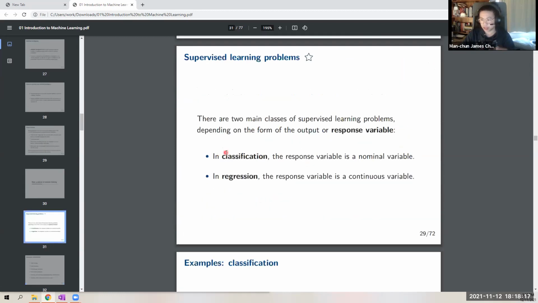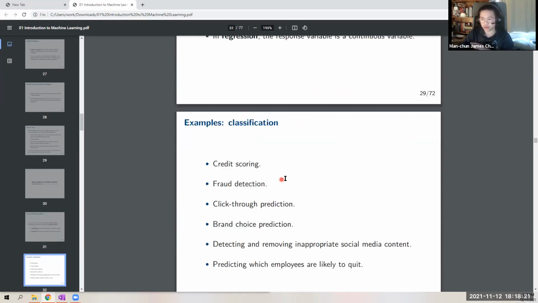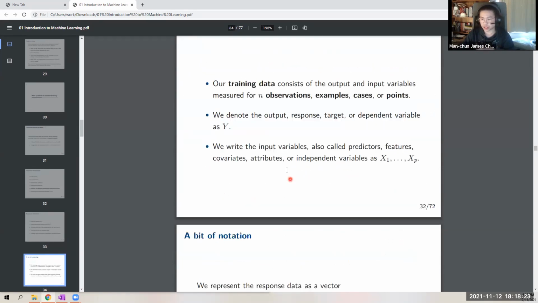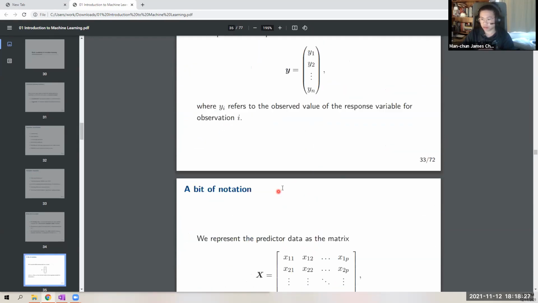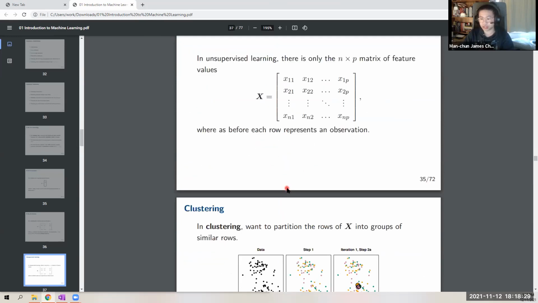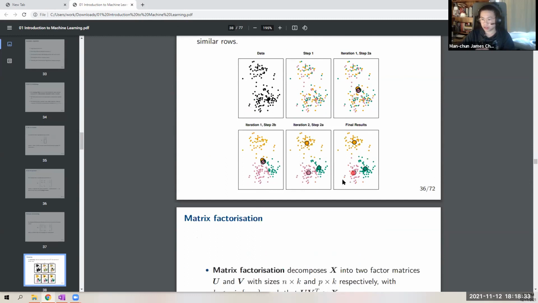Right, and of course we have classification and regression, the two main types of supervised learning. We have observations, cases, and so on. Make sure you know how to do your matrix multiplications.